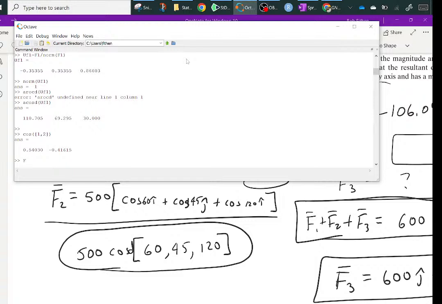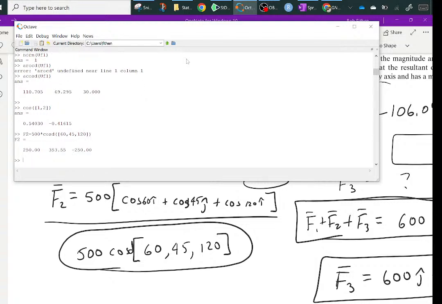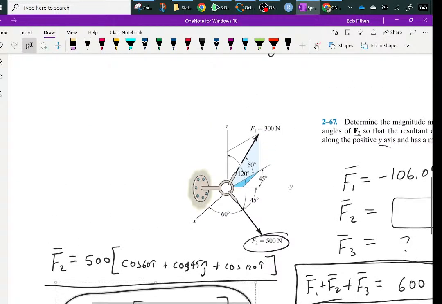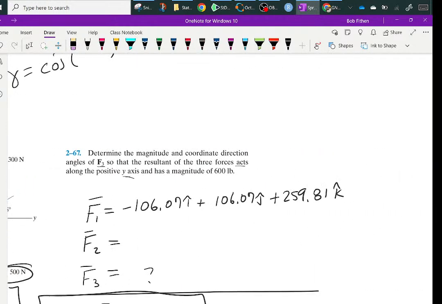Okay, so that is called F2 is equal to 500 times cosine in degrees of a vector of angles, which is 60, 45, and 120. Close the vector, close the operation, and that's what I get. 250, 353, and minus 250. So I don't think I can remember that, so I think I'm going to have to bounce back and forth. So I'll fill this out now.